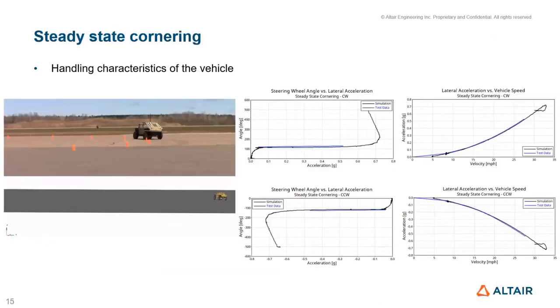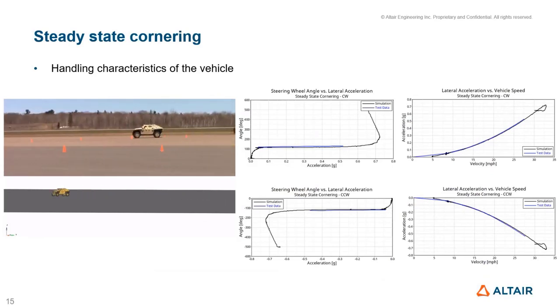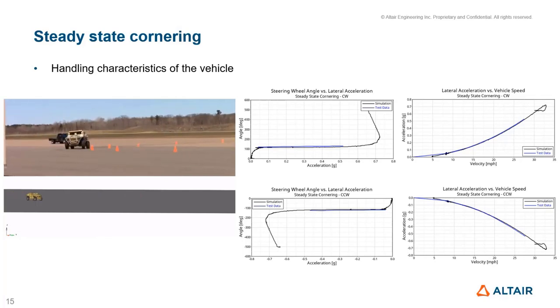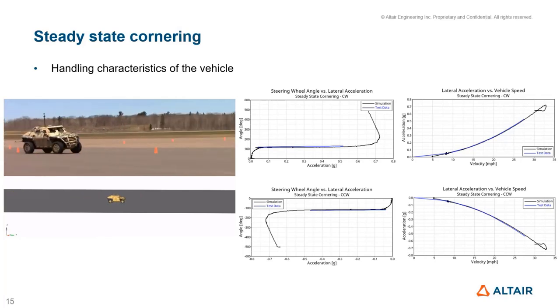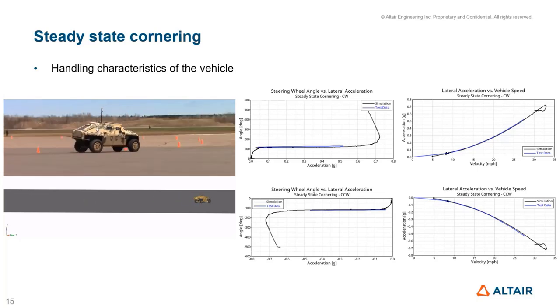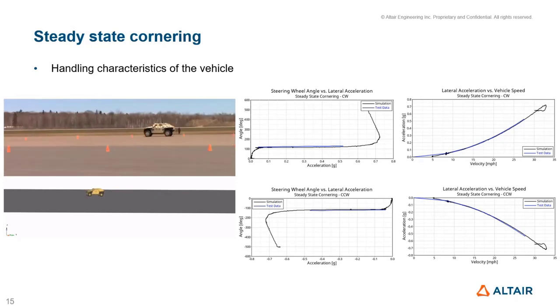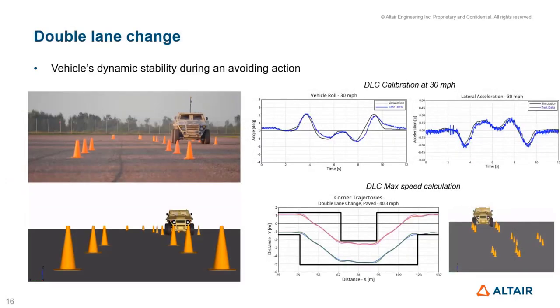The next event was the steady state cornering event, which was used mainly to verify the handling characteristics of the vehicle. Here you see the steering wheel versus lateral acceleration and lateral acceleration versus vehicle speed for both clockwise and counterclockwise directions. Then we have the double lane change event.